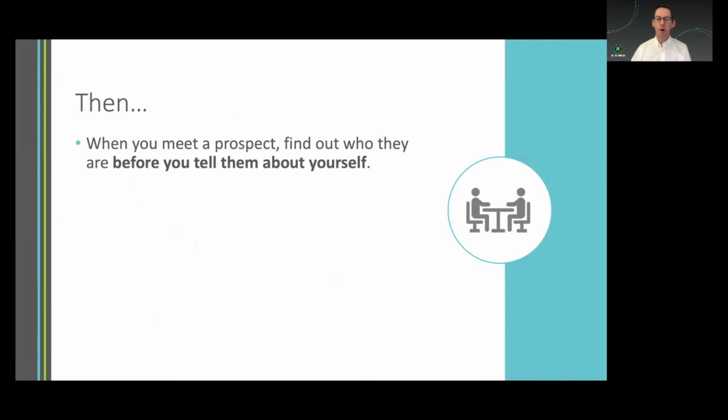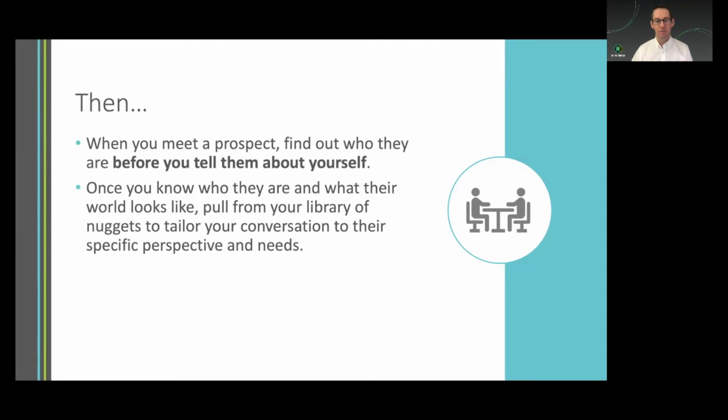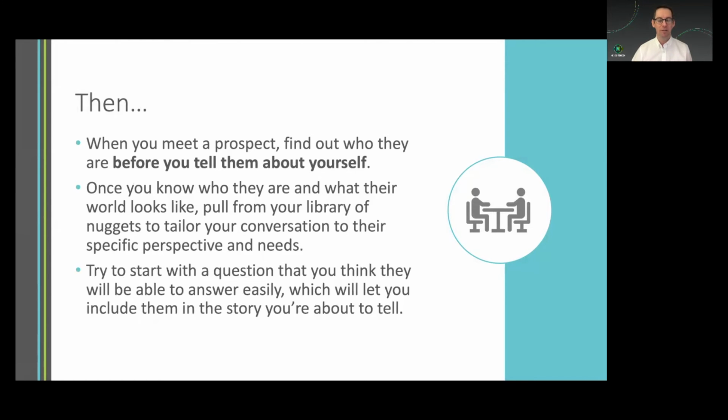Then, when you meet a prospect, find out who they are before you tell them about yourself. Once you know who they are and what their world looks like, then you can pull from your library of nuggets to tailor your conversation to the specific perspective and needs of that person. I'm going to show you an example of how this works coming up. I always say try to start with a question that you think they'll be able to answer easily, which will let you include them in the story that you're about to tell them.